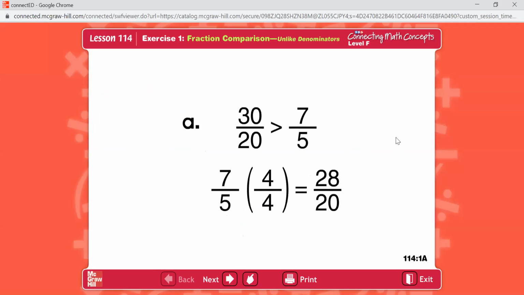Problem B. Read the fractions. The fractions in problem B are 3/7 and 5/14. Change one of the fractions so it has the same denominator as the other fraction. Then complete the original statement. Pause the video now to work the problem.